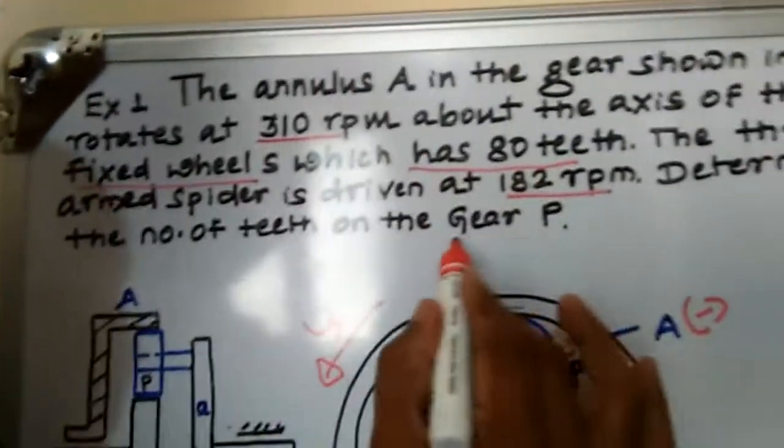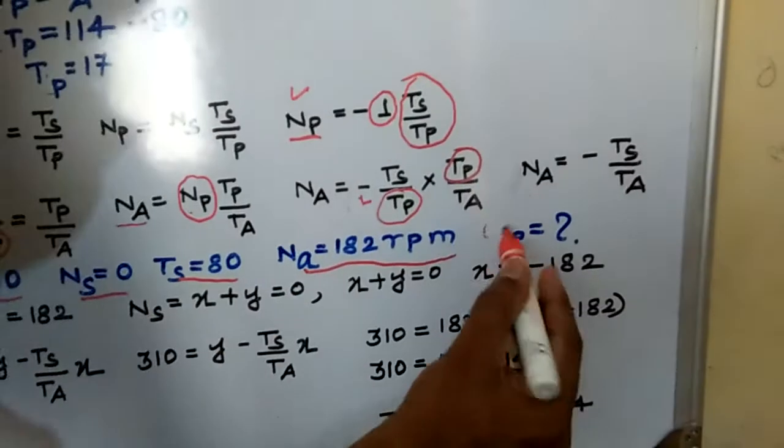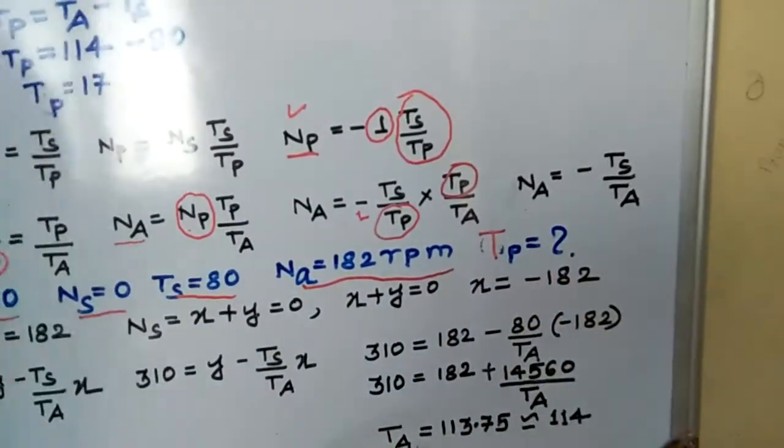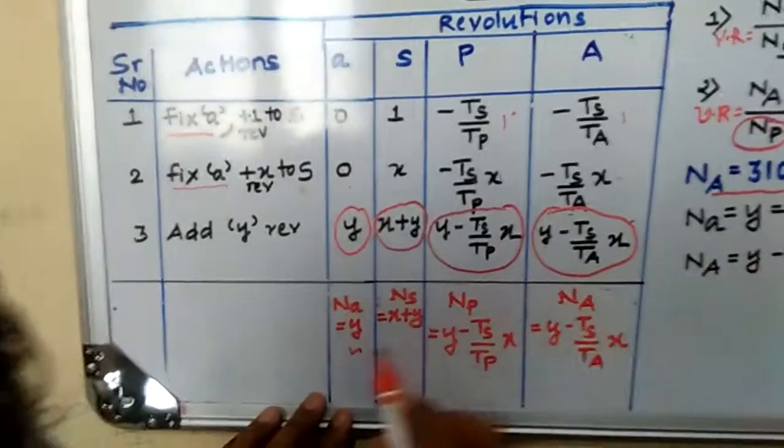Then you have to calculate the number of teeth on gear P. Clear? You have to find the value of the number of teeth on gear P. For this, consider this as the end condition. NA is how much? NA equal to Y.